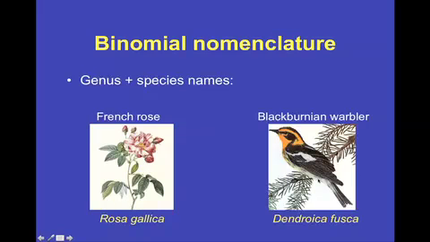And then if you see in Lady Fitzpatrick's garden this wonderful bird with a red head, or sorry, yellow head and a white patch on its wings, you'd say, oh look, Dendroica fusca. Whereupon Lady Fitzpatrick would say, would you shut up? It's a black-burnian warbler. But the point is that each species in the scientific literature has one of these fancy Latin names, Dendroica fusca for black-burnian warbler and Rosa gallica.